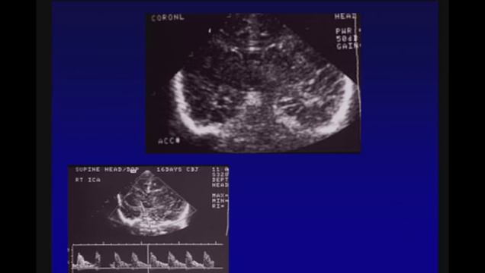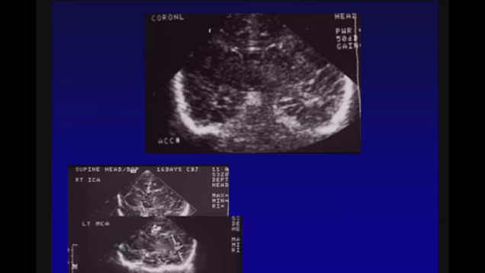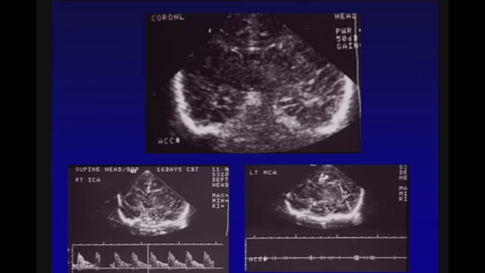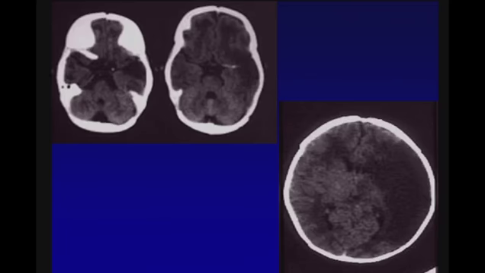Here's a case where you see no flow on the left with normal flow on the right, and on CT we demonstrate that there was an acute left MCA infarct.